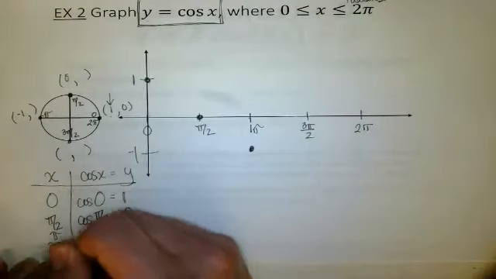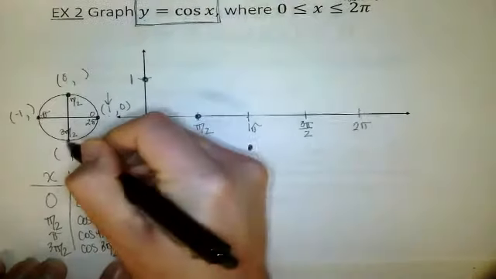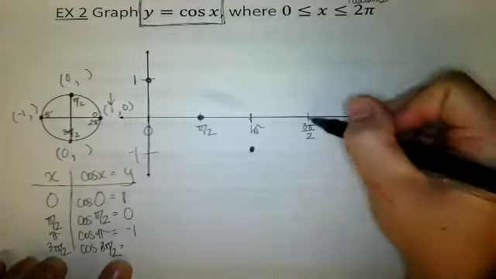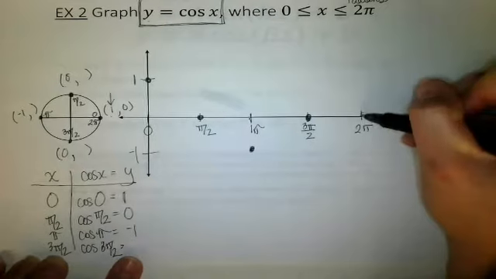Then we go to 3 pi over 2. What's the cosine value at 3 pi over 2? 0 again. Back to 0. And then at 2 pi, what does it return to? 1.